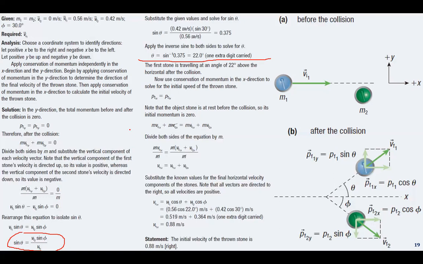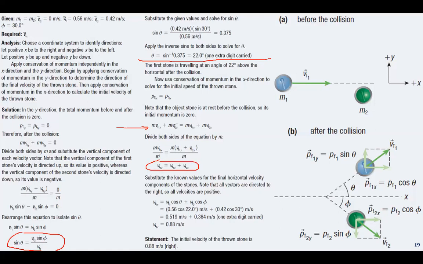Therefore, we have this relationship here, m vi1x plus m vi2x equals m vf1x plus m vf2x. Divide both sides of the equation by m. We have vi1x equals vf1x plus vf2x.